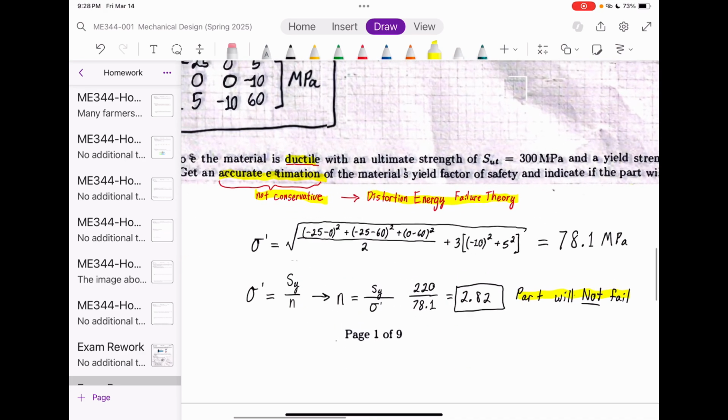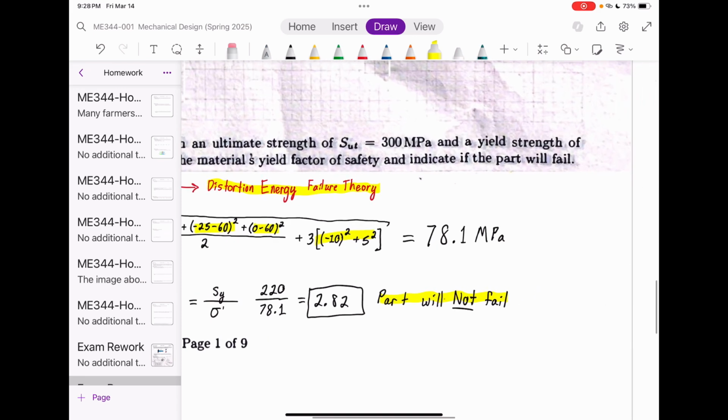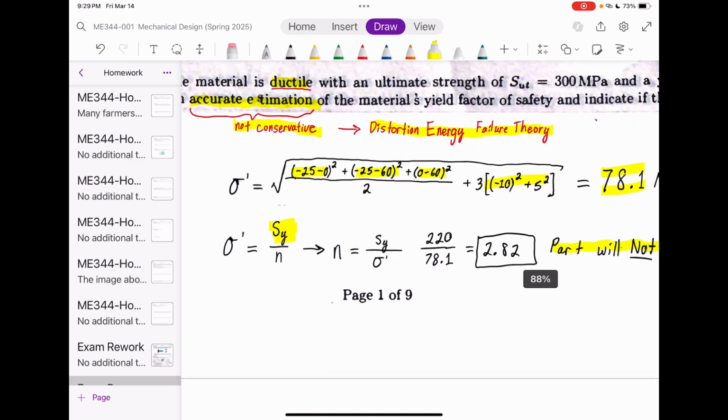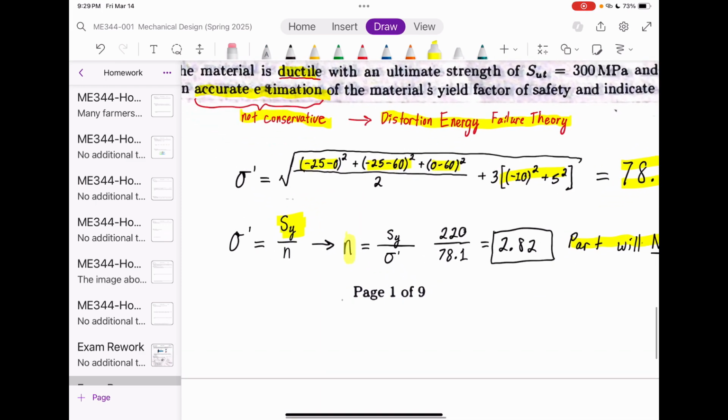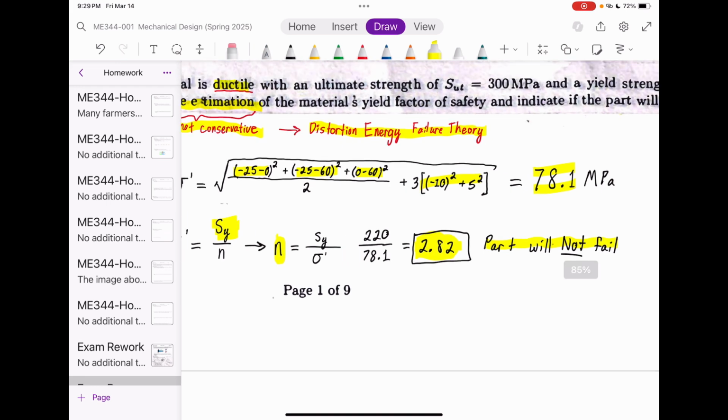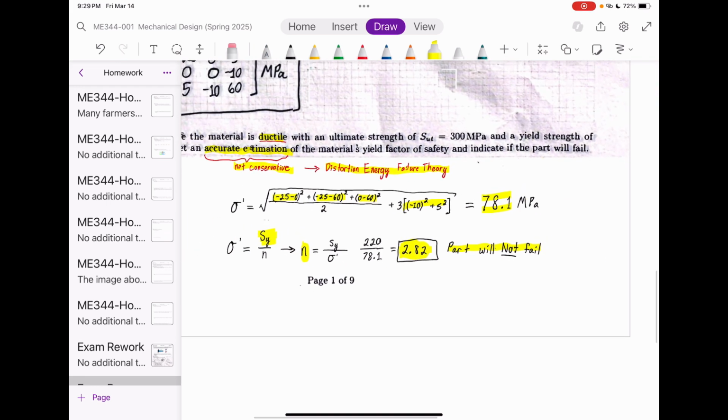After we do this, all you have to do is plug in the values from this stress tensor into this equation here, and once you do all that, it gives you a value of 78.1 megapascals. Then you plug it into the other half of the equation and solve for the yield factor of safety, and that will give us a value of 2.82, and that will tell us that the part will not fail because it's greater than 1.